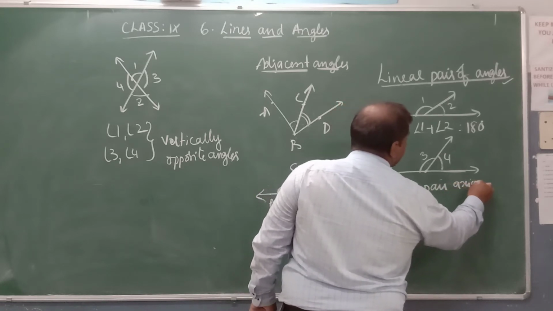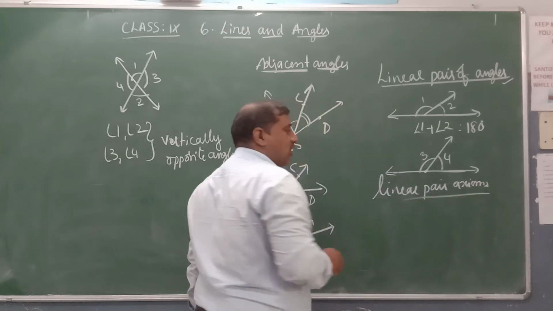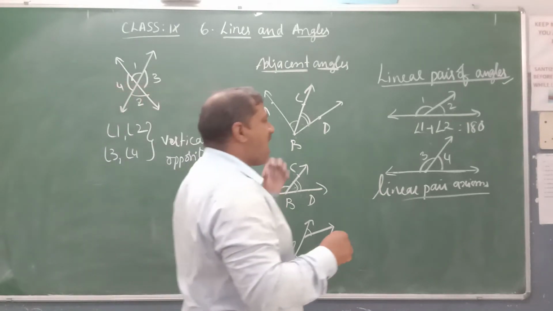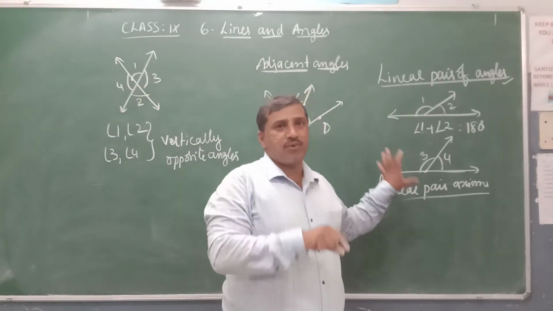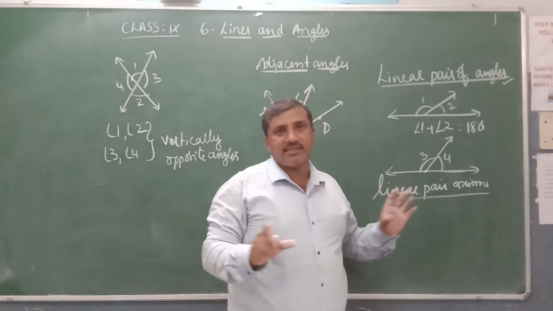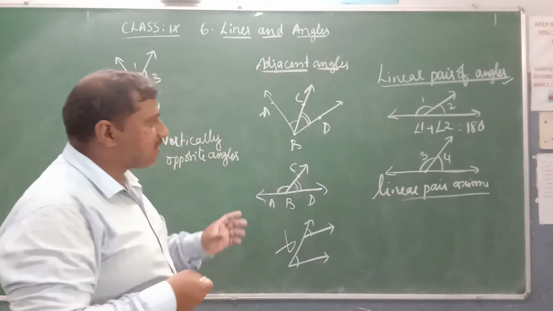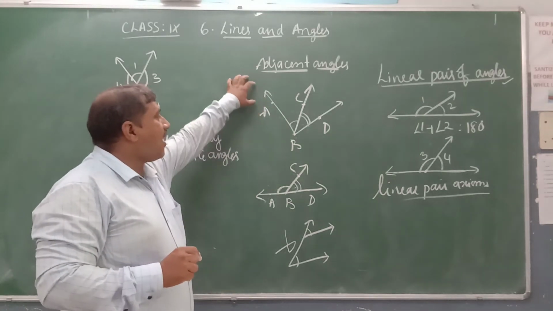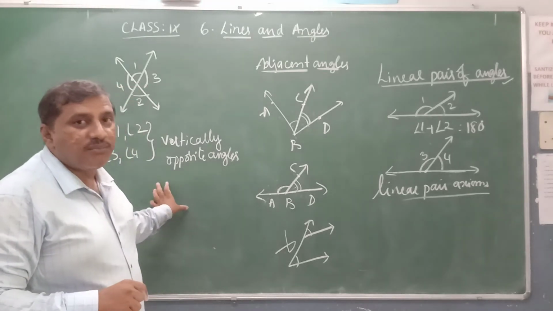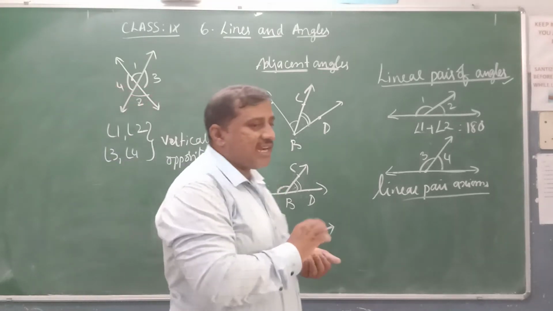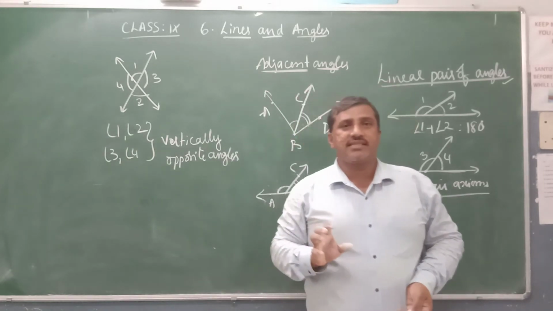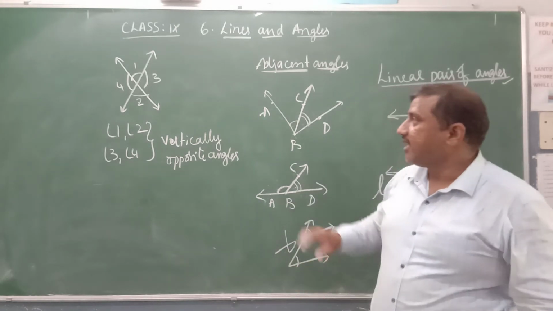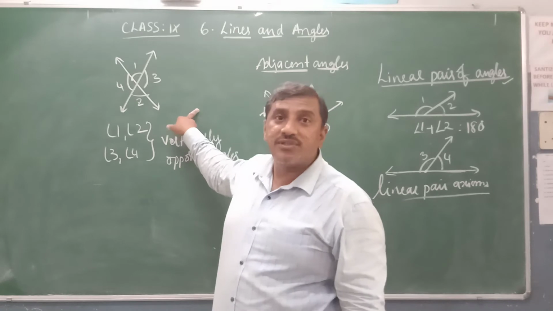Axioms and theorems we'll study in the chapter Introduction to Euclid's Geometry. What is the difference between axiom and theorem? Axioms are statements already accepted as proven, and theorems are statements we will prove. That is the difference. Now this was about linear pair of angles, adjacent angles, and vertically opposite angles, different kinds of angles and types of lines. Now we will discuss theorem 6.1, related to vertically opposite angles.